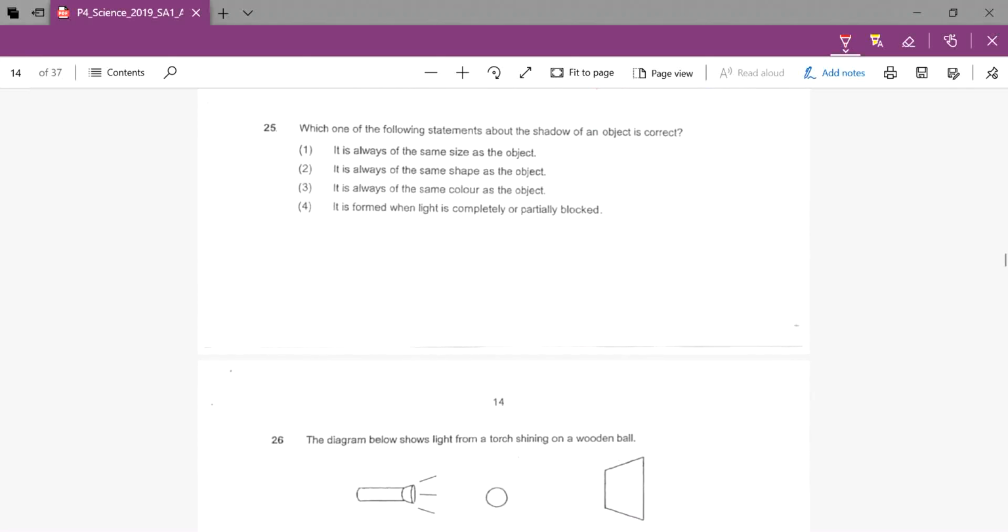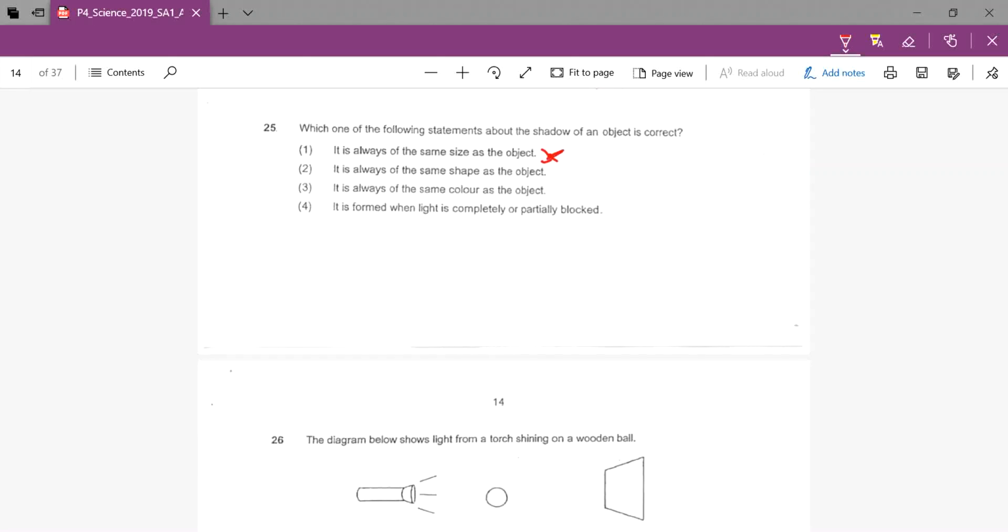Which one of the following statements about the shadow of an object is correct? It is always the same size as the object. No, definitely not correct. The size is affected by the distance of the object from the light source and from the screen.